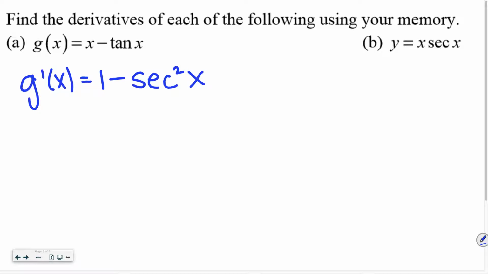Eli, what are we working with here? You don't have to tell me your derivative. Just what are we working with? Just secant? Okay, and we put those together and they make a product. And if we have a product of two functions, we have to use the product rule. So y prime is the derivative of x times the secant of x plus x times the derivative of secant.